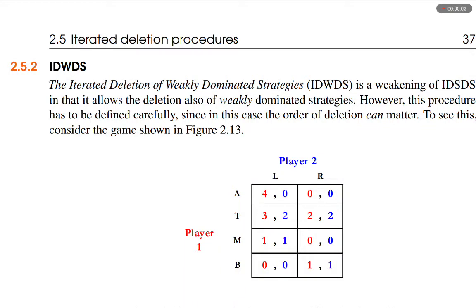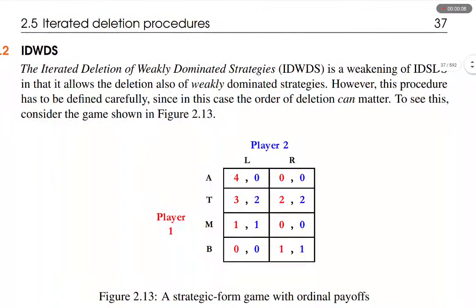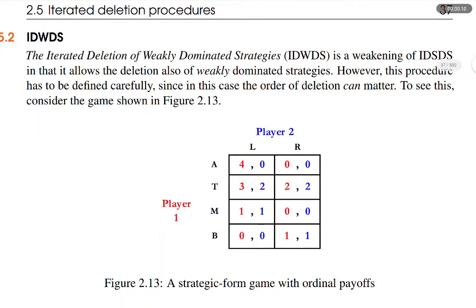Section 2.5.2, IDWDS. The iterated deletion of weakly dominated strategies. IDWDS is a weakening of IDSDS, in that it allows the deletion also of weakly dominated strategies.